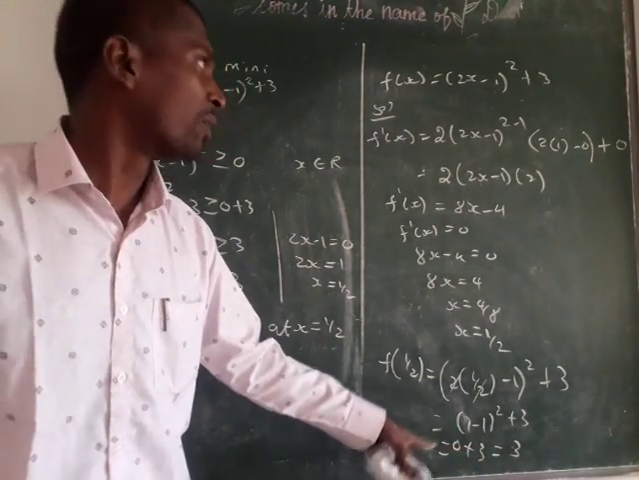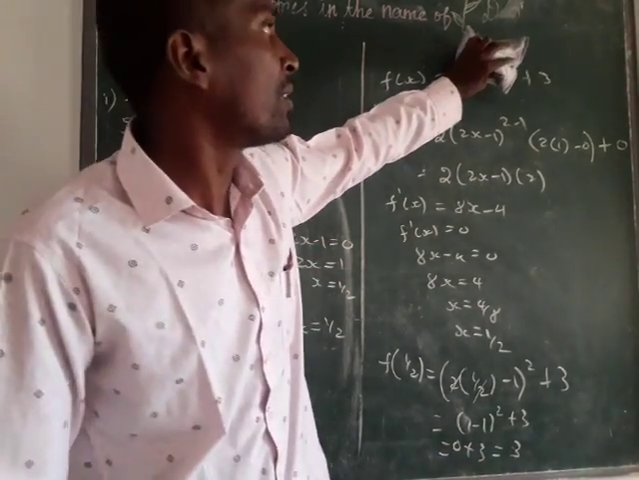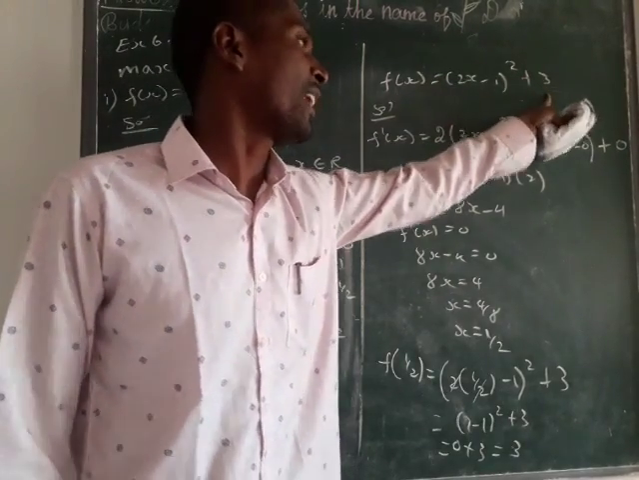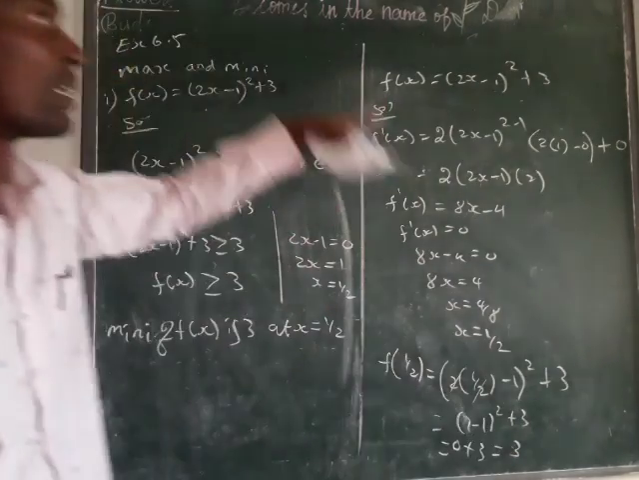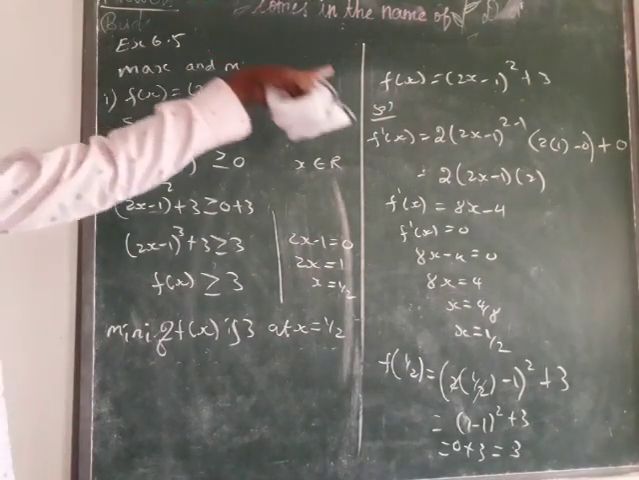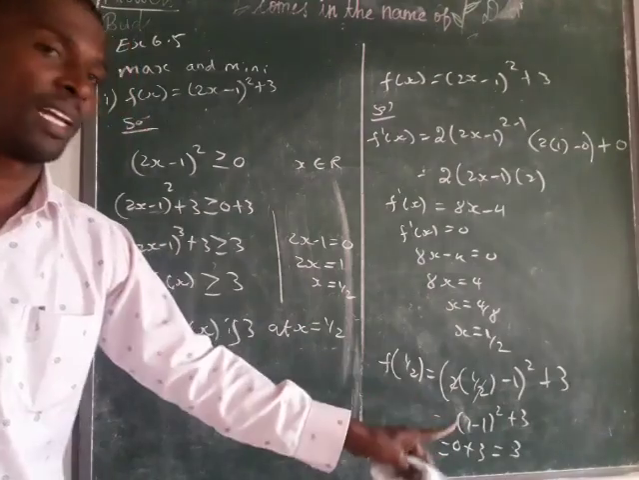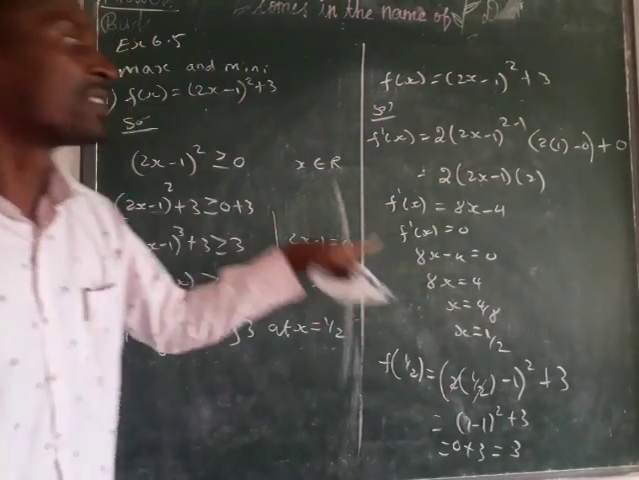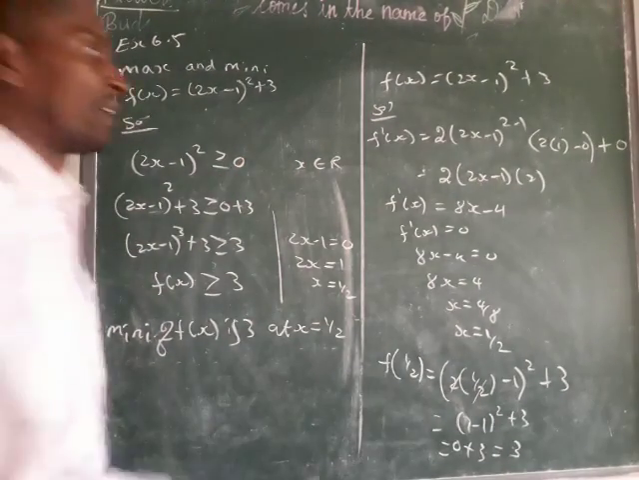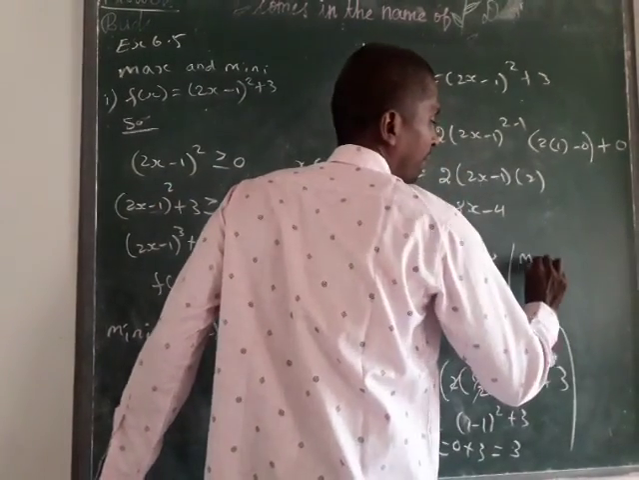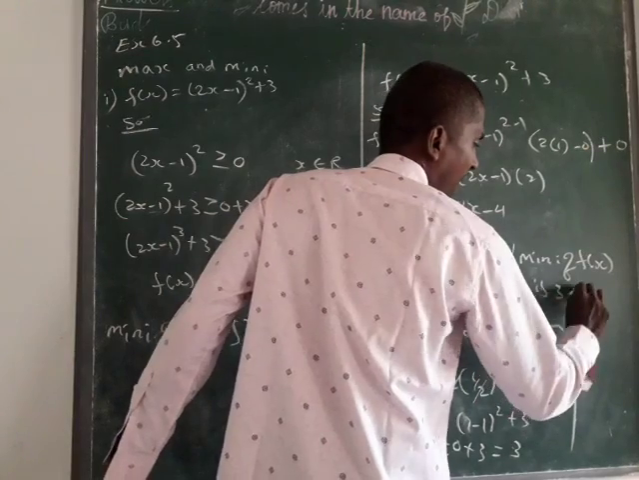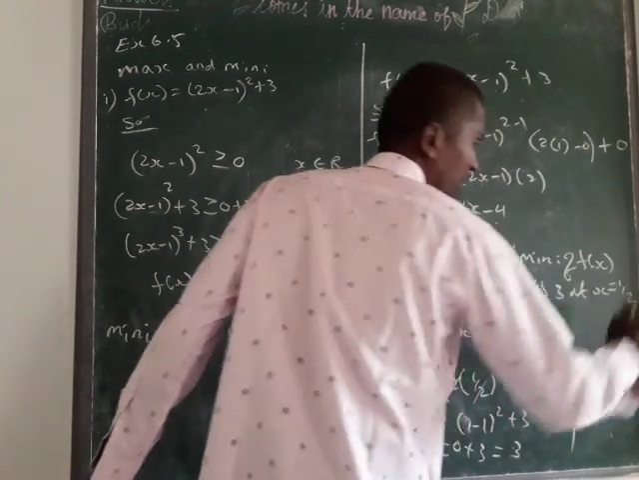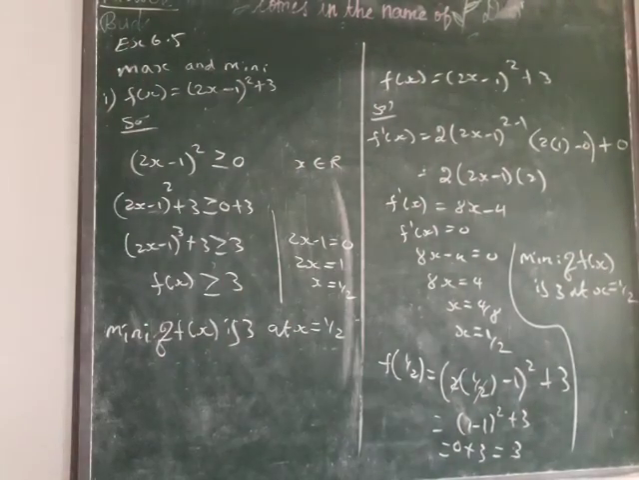How am I saying it is the minimum value? The entire term becomes 0. 0 plus 3 gives what? 3. So there is only a chance from 3, more than 3, that I get the value for the given function. So the minimum value is 3. So we can't find the maximum value. Therefore, the minimum of f of x is 3 at x equal to 1 by 2. So the maximum does not exceed, otherwise you can use the word infinity. Anything you can write.